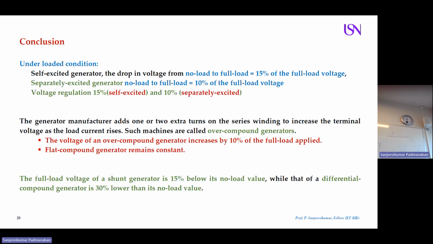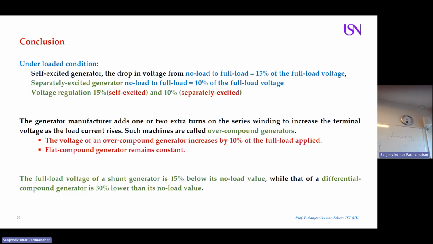Then the second one is the separately excited generator. In case of separately excited generator, in the same car, at the start, I'm getting 100 volt. And in the running condition, full load, full capacity, I should have only 10% drop.